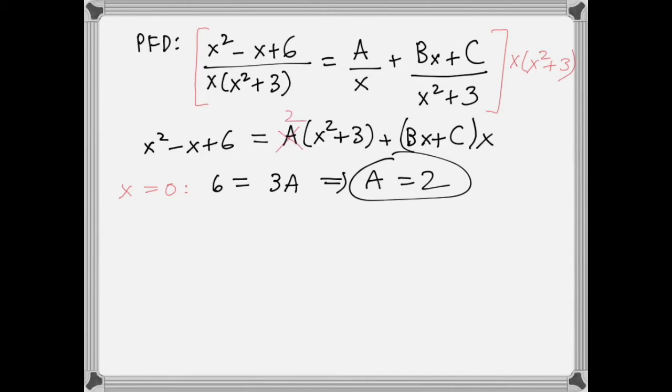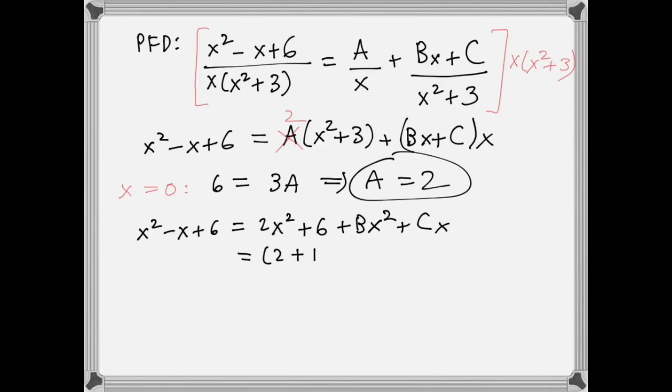And what I need to do now is multiply the right side out. Okay, so I have 2x squared plus 6 plus bx squared plus cx. And then I'm going to combine like terms. So this gives me 2 plus b. These are my x squared terms. And then I have a c with my x, and then I have a 6 all alone here. And over here I have x squared minus x plus 6.